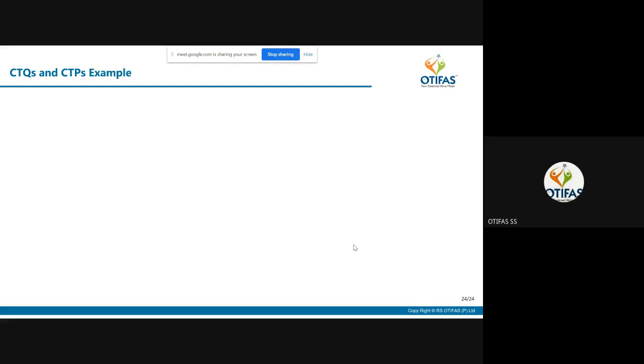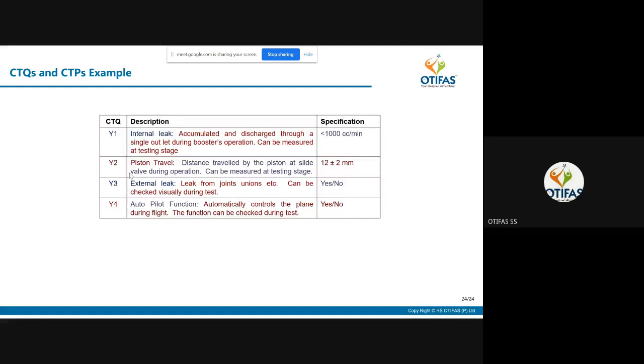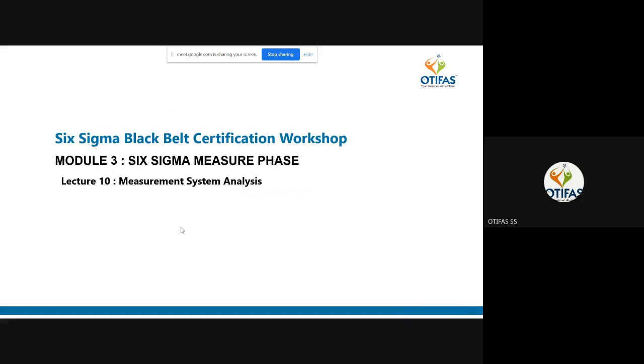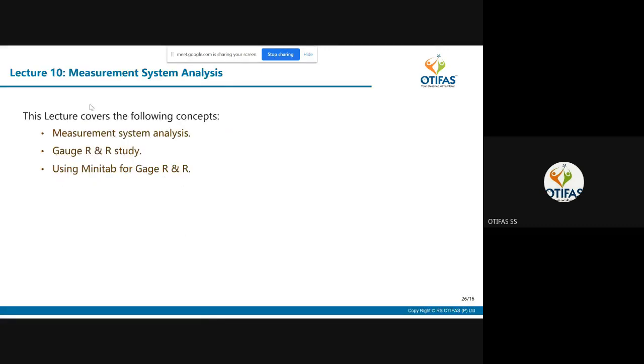So let us understand one more concept. CTP and CTQ examples we have given; for a CTQ there should be a description, a target, a metric, etc. Right. Now we are going to understand what measurement system analysis is. In this measurement system analysis, we are going to study gauge R&R, and how to use gauge R&R in Minitab, etc.